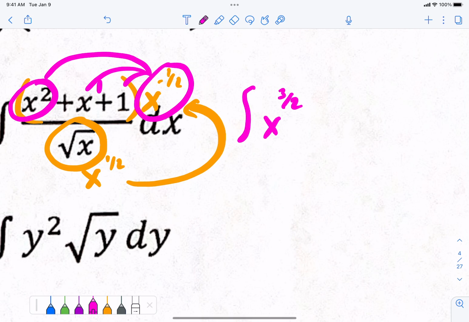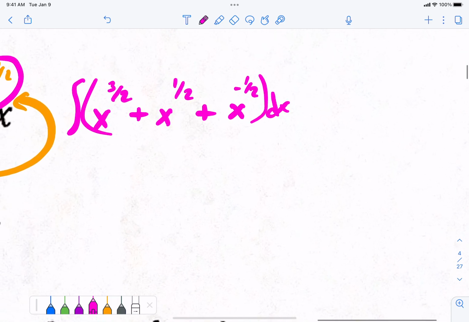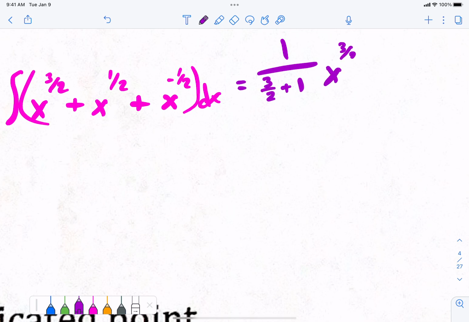This is x to the first power. Got it? Okay. So x to the first power and x to the minus 1/2 power is x to the 1/2 power. Plus, what's 1 times x to the minus 1/2 power? Just x to the minus 1/2 power. And I've got dx, and now I have to actually find the antiderivative next. So 1 over, what's your n? 3 over 2 plus 1, write it all out. x to the 3 over 2 plus 1.